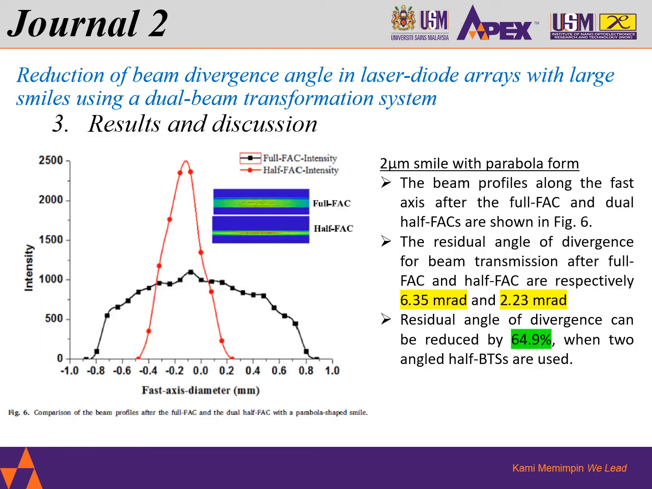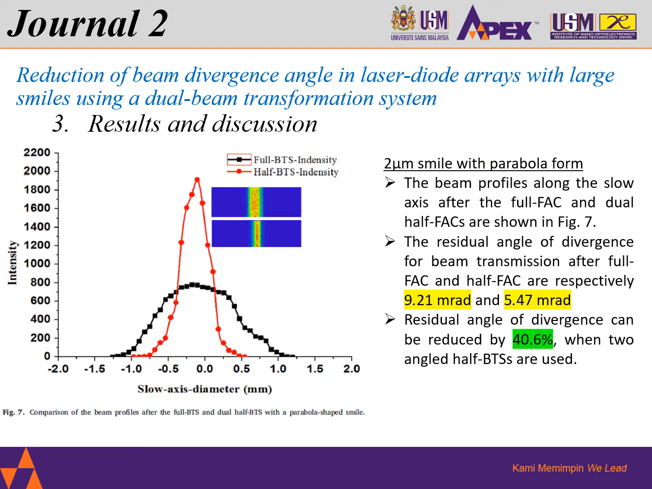So let's discuss the results and discussion. The red line indicates the half BTS or FAC, and the black line indicates the full BTS. This one is for fast axis diameter with parabola form of smile. The angle of divergence of beam transmission is improved, or lower, in half BTS compared to a full BTS. The number is around 6.35 to 2.23 milliradian. So the residual angle can be reduced by around 64.9%. Again, the full summary will be discussed in a later slide.